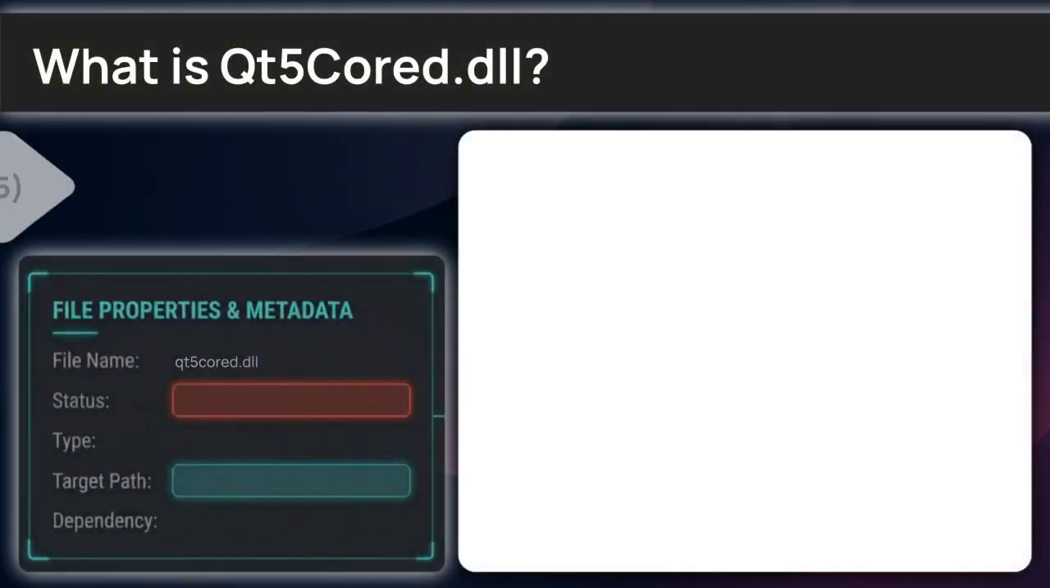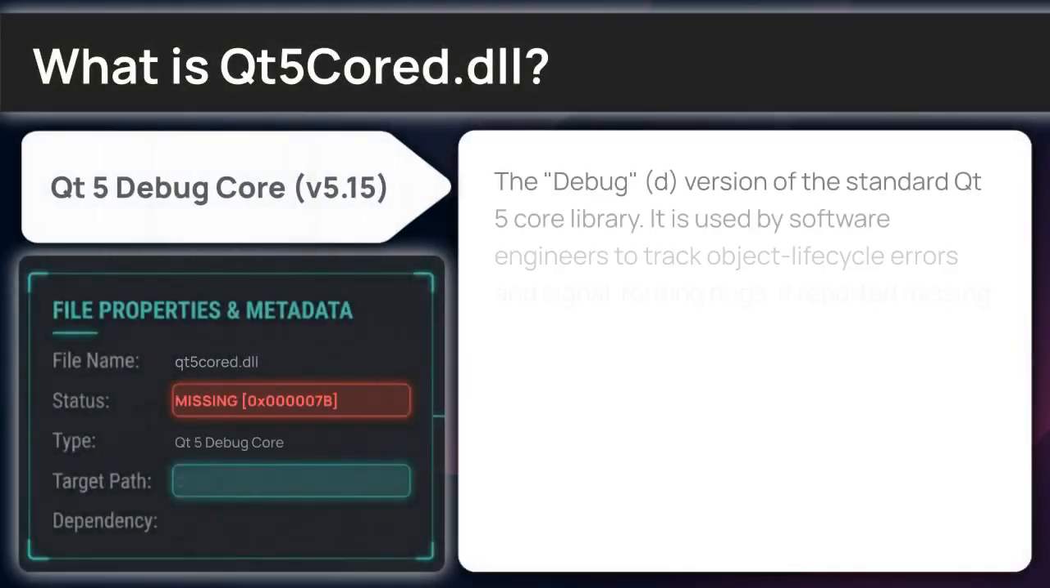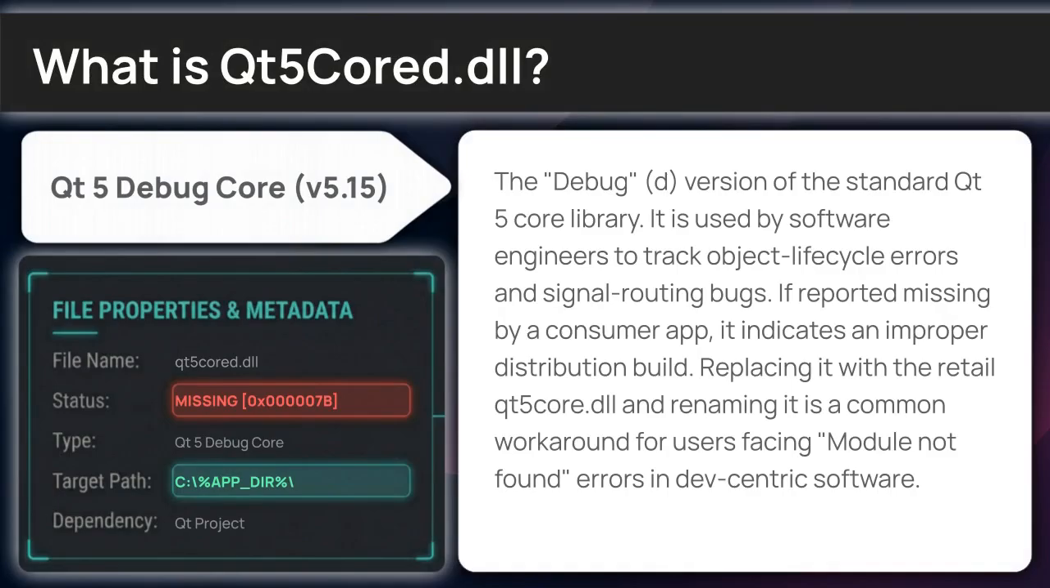This is the qt5core debug library, the debug D version of the standard qt5core library. It is used by software engineers to track object lifecycle errors and signal routing bugs. If reported missing by a consumer app, it indicates an improper distribution build. Replacing it with the retail qt5cored DLL and renaming it is a common workaround for users facing module not found errors in dev-centric software. Now let's get this fixed up.